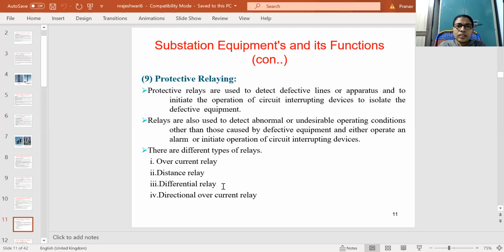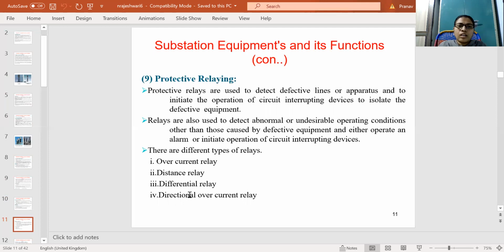Coming to the protective relays, the protective relays are used to detect the defective lines or apparatus and to initiate the operation of circuit interrupting devices to isolate the defective equipment. Whenever any fault occurs, or any apparatus or line is defective, this initiates the operation of circuit interrupting devices to isolate the defective equipment from the line.